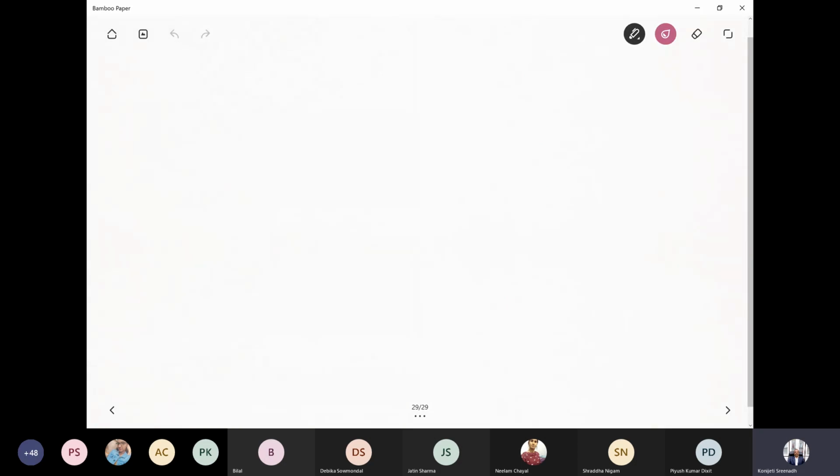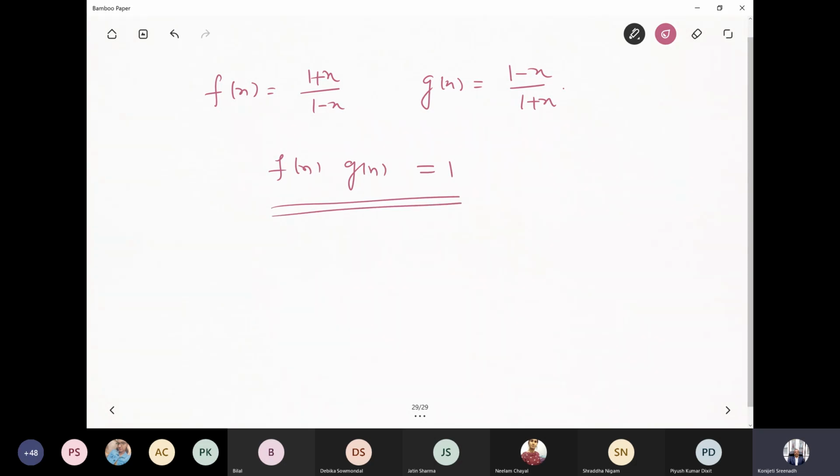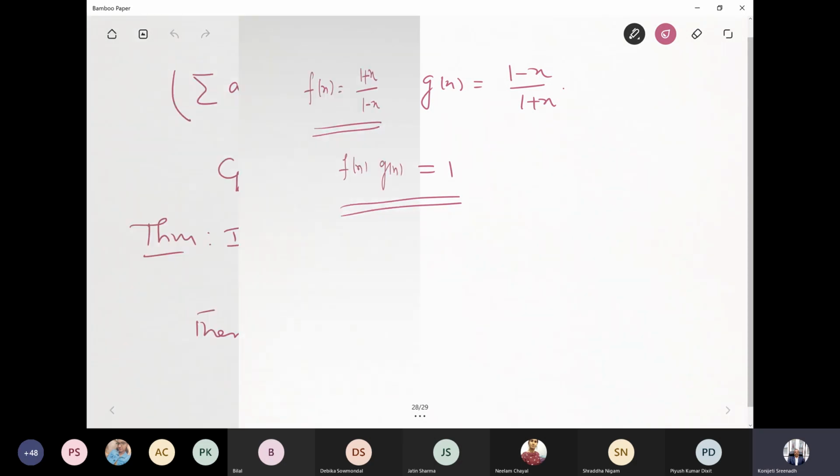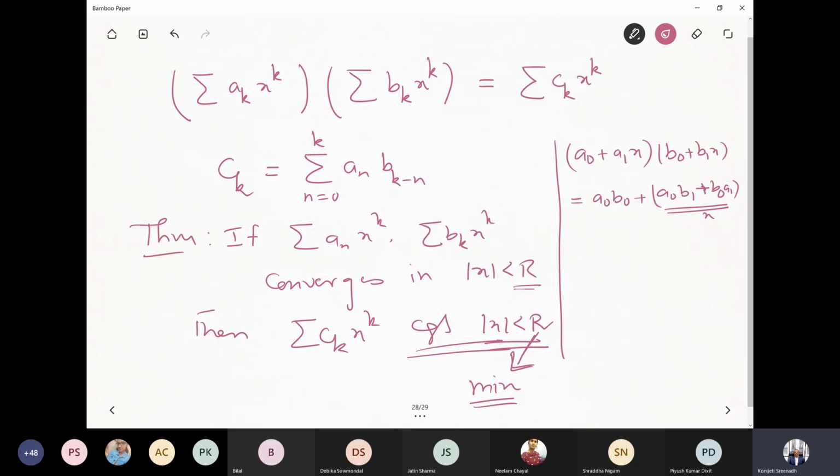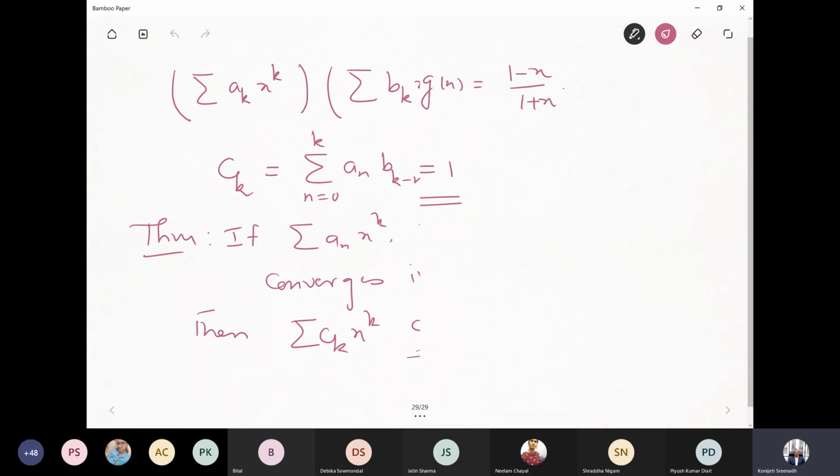For example, I can take the function f(x), which is 1 plus x over 1 minus x. This has a power series; you can write the power series expansion of this in mod x less than 1. Similarly, you write the function g(x), which is 1 minus x over 1 plus x. When I take the product of these two things, this is going to be 1, so the product converges for all x, whereas each of these converges only for mod x less than 1. So the radius of convergence of the product is the minimum that you get, not the maximum.